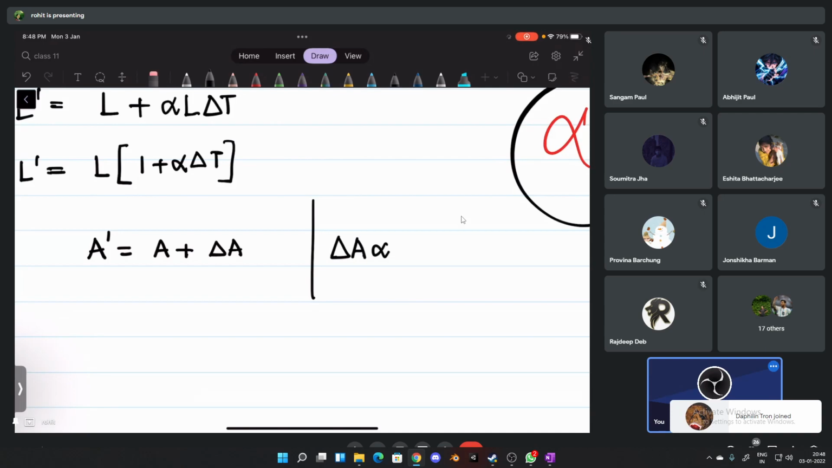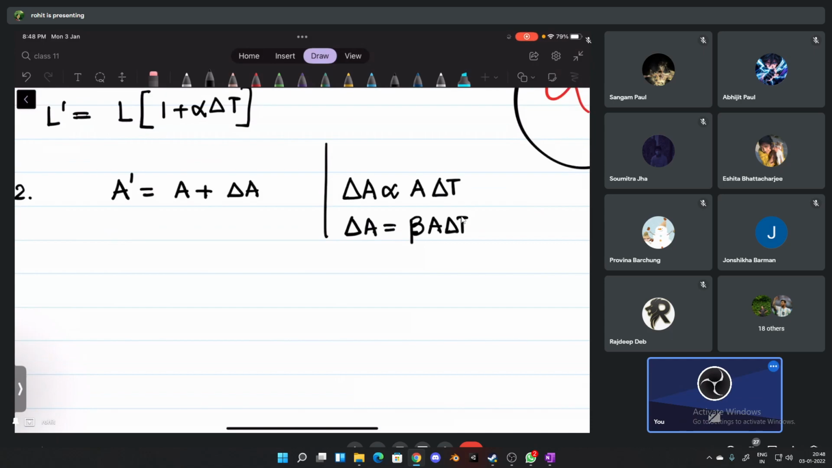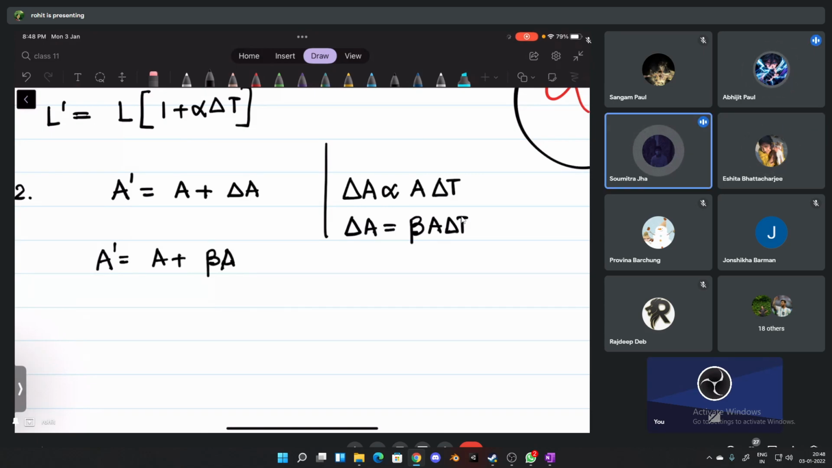It depends on the initial area, and also on the material and the change in temperature. But this time the constant that will be written will not be called alpha. It will be called beta. So the increase is beta A delta T. I think you can understand what I am heading to, right? It's almost the same thing. So tell me, new area will be equal to what now? A plus beta A delta T.